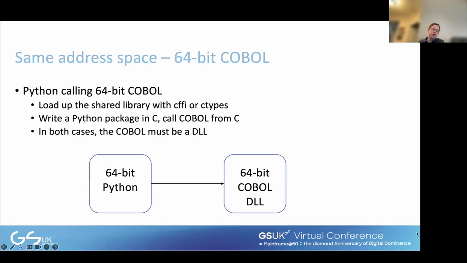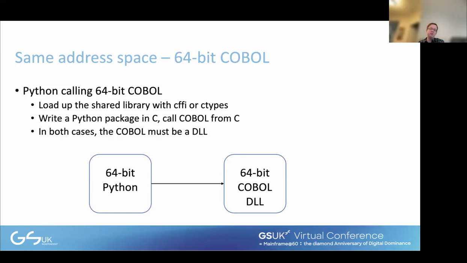All right, so our first example is going to be Python calling a 64-bit COBOL program, which means they're going to be the same A mode. Within the Python standard library, you've got two packages called CFFI and ctypes. These packages let you load up a shared library and call functions that are declared in it. So that's one method that we can use.